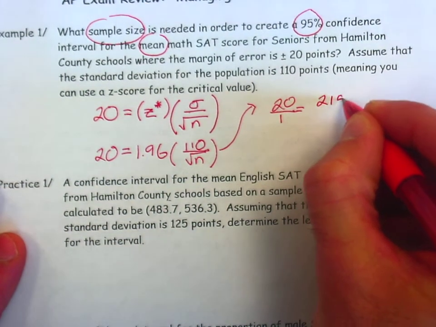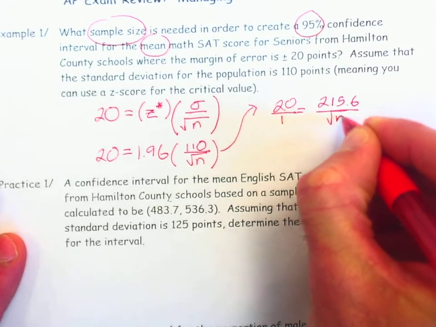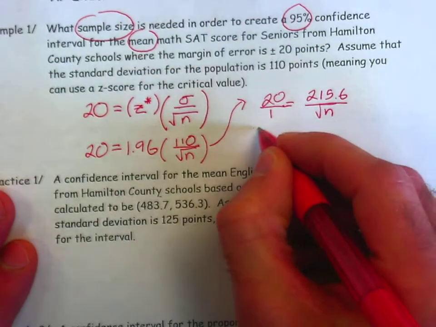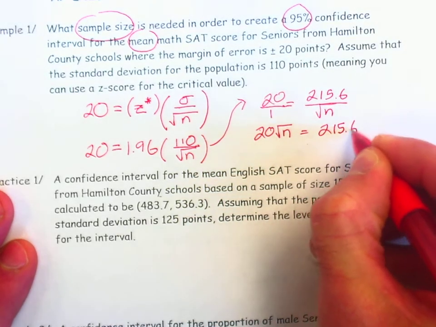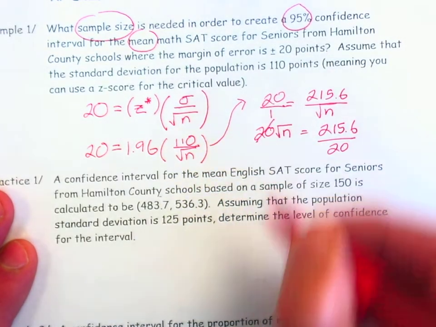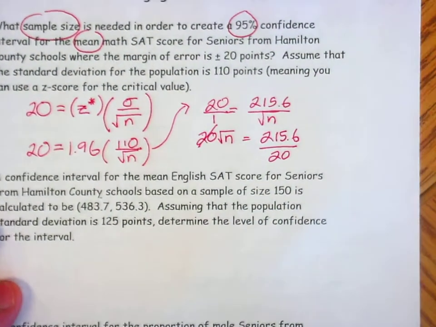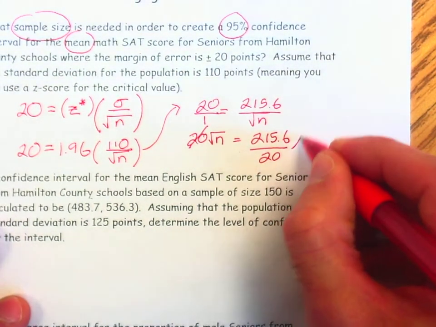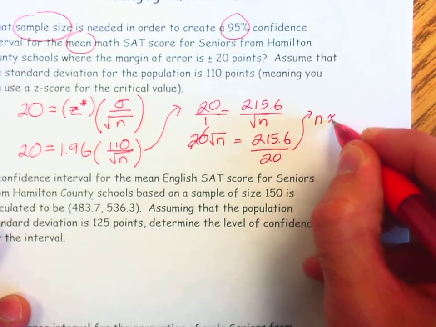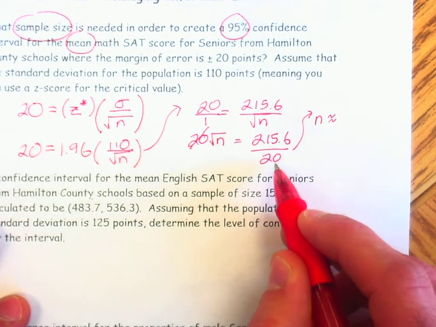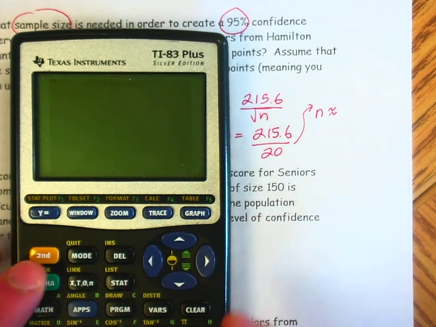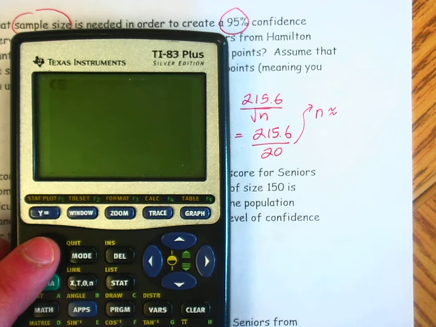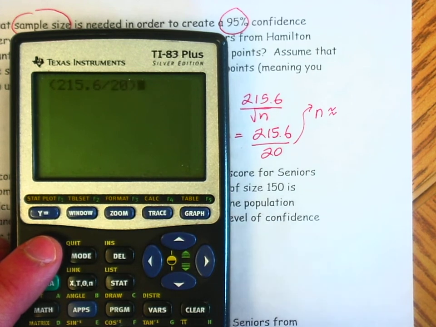That's 215.6 over the square root of n. So cross multiplying here, 20 times the square root of n gives me 215.6, so the square root of n is 215.6 divided by 20. And then ultimately I'm going to take the square of this value. Something important to think about, something you always want to do: I'm going to take 215.6 divided by 20, and I want to take the square of that result.